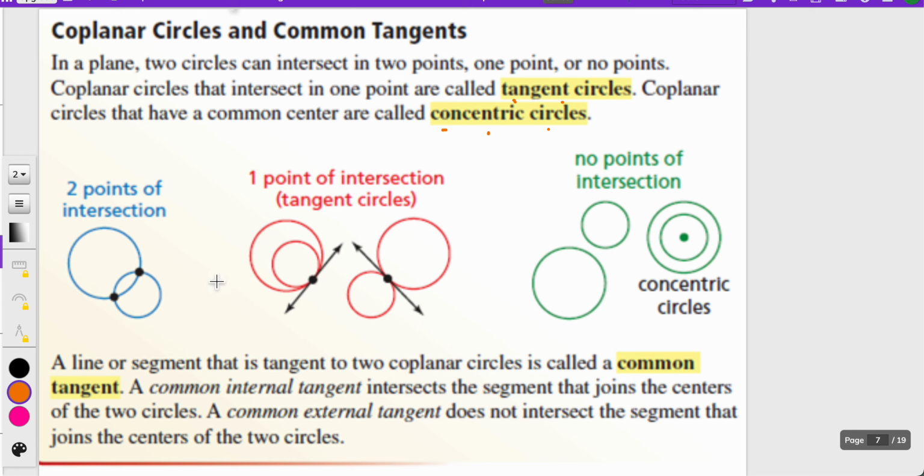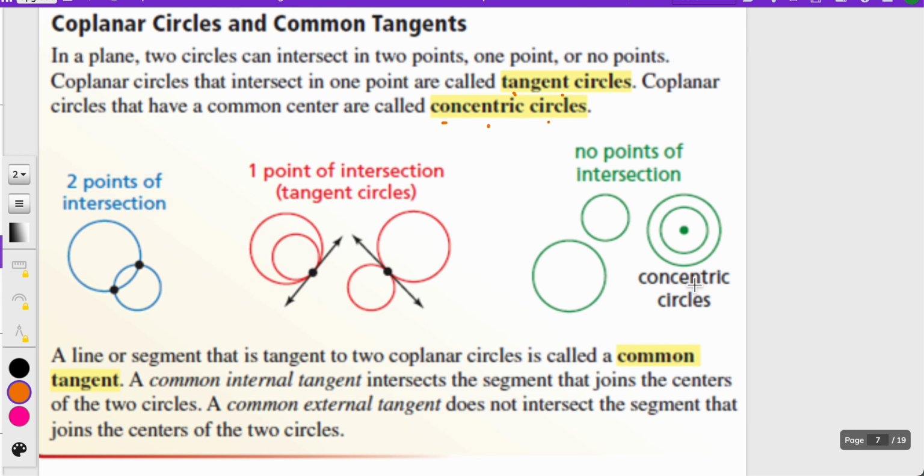For the blue section, we have 2 points of intersection, but those are not considered tangent circles because there's not exactly 1 point of intersection. But here in red, we are seeing tangent circles because there's 1 point of intersection. In green, we have no points of intersection for these two greens, but when we see a circle within a circle, they are still containing the common centers. These would be called concentric circles. A line or a segment that is tangent to two coplanar circles is called a common tangent. So this would be an example with the red here.